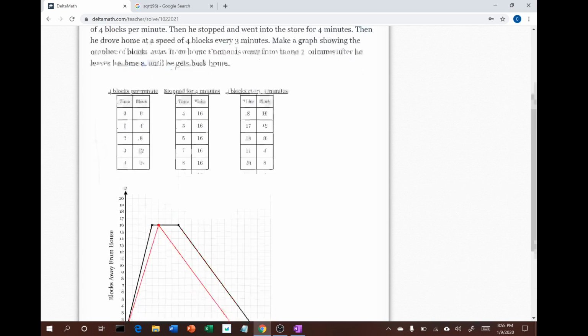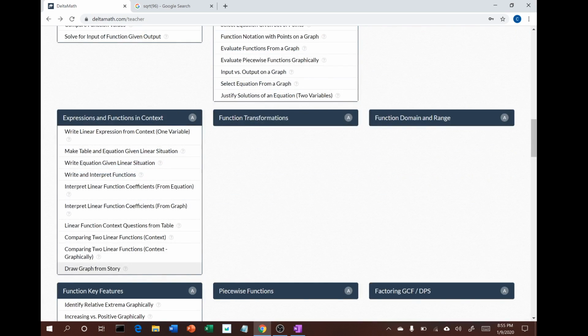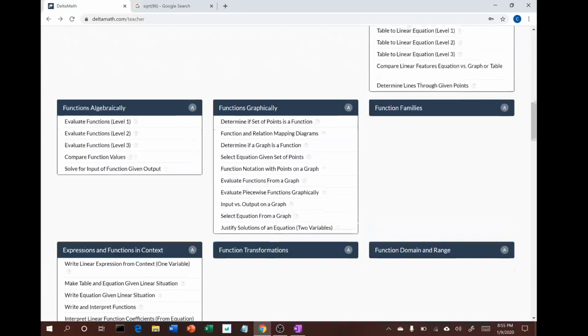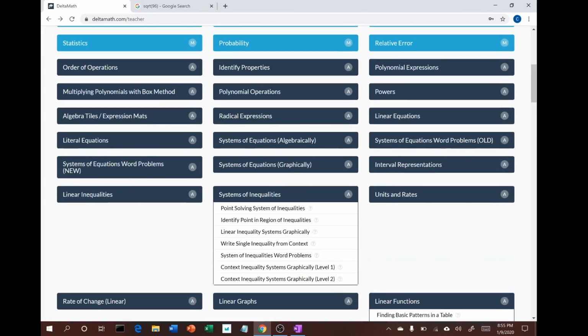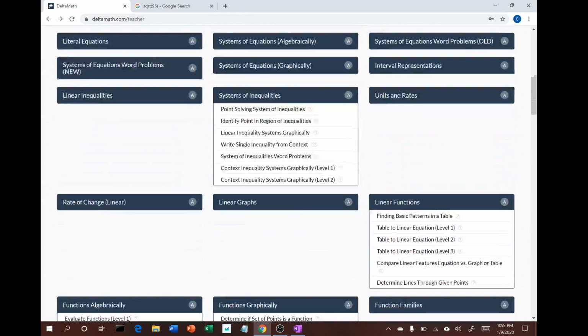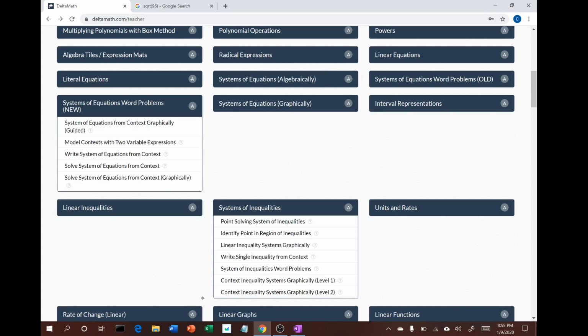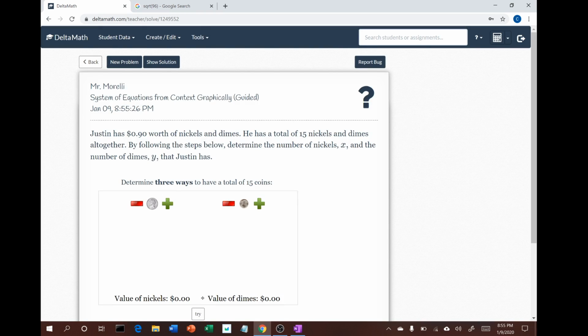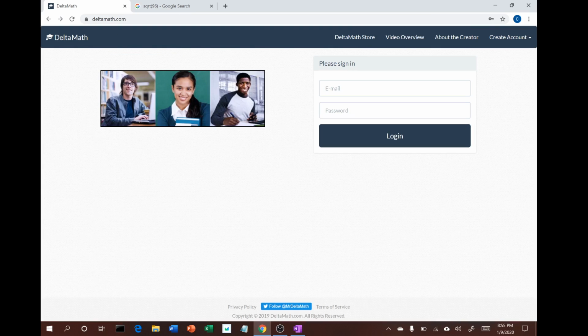You know what? I got to be honest with you. Delta Math, I heard about this randomly and I absolutely love it. If I had something like this when I was a kid, I would have learned so much algebra. It has everything. So I'm just going to set kids to work on this. I love it. Systems of equations, word problems. Wow. This is so cool.